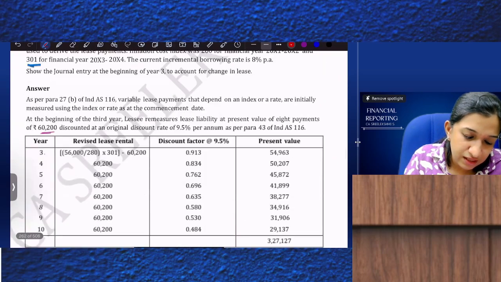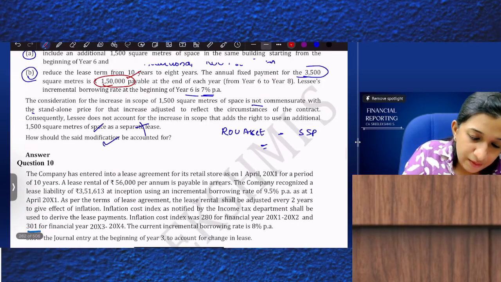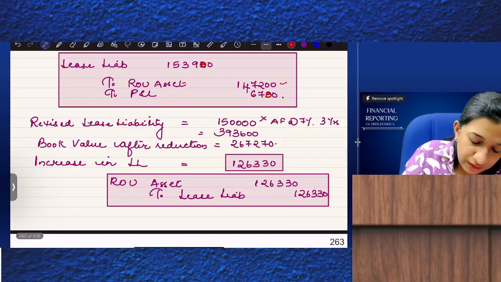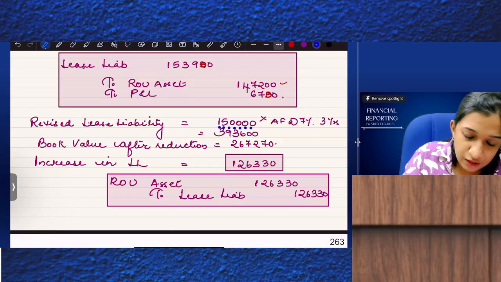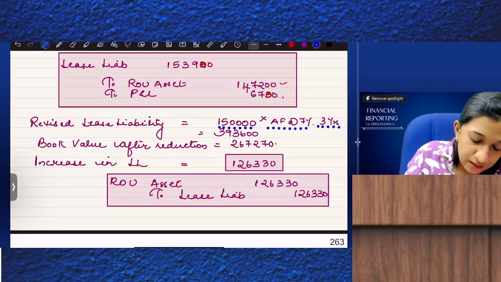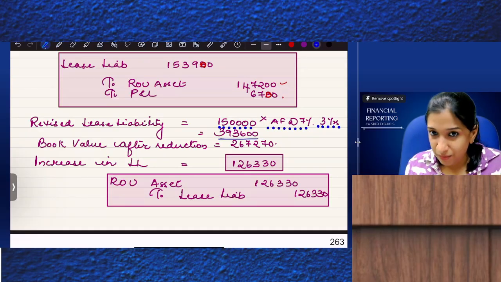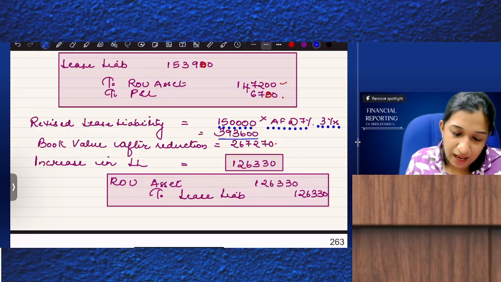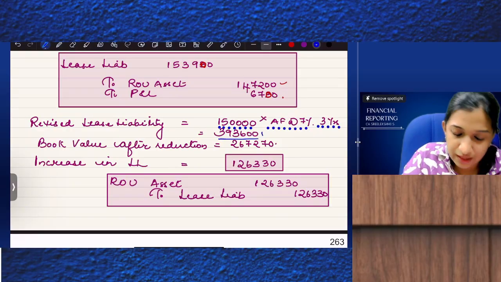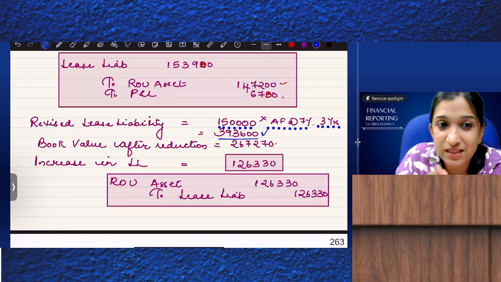And the revised rate is 7%. So the revised lease liability is 1,50,000 into the annuity factor at 7% for 3 years. It is 3,93,600. Is it correct? 1,50,000, I multiplied the annuity factor. So 3,93,600 is the present value of the lease liability, the revised lease liability.